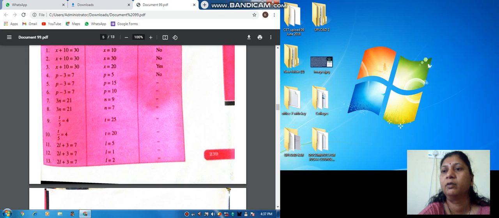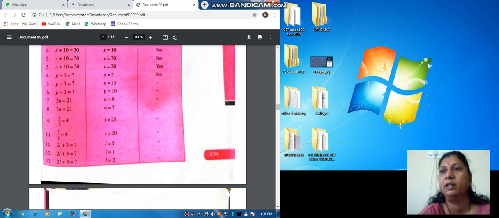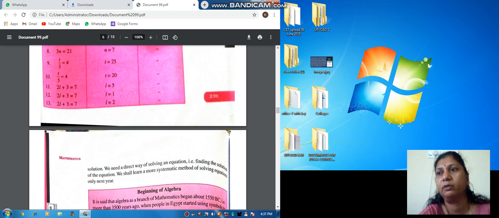Now here we can see 3n is equal to 20. If we put n is equal to 7, we get 7 threes are 21. So it is not satisfied, it does not satisfy the equation. If we see here p minus 3 is equal to 7, if we take p is equal to 15, then 15 minus 3 we get 12. 12 and 7 are not equal. Okay, fine.